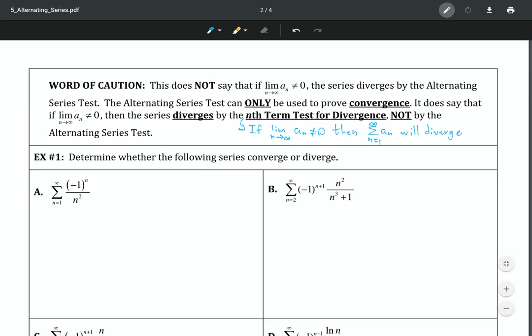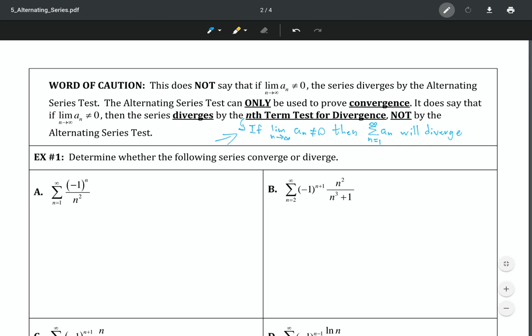Now they have a word of caution here that basically says that the alternating series test can only prove convergence. It cannot prove divergence. So if you're doing the alternating series test and one of those conditions fails, it doesn't necessarily mean that the series diverges. Now, we can use the nth term test because it's almost the same thing, especially the last condition, to figure out if something diverges. But again, I might go to the homework and show you one where what they say here applies, because I don't think they have one on here that actually applies.